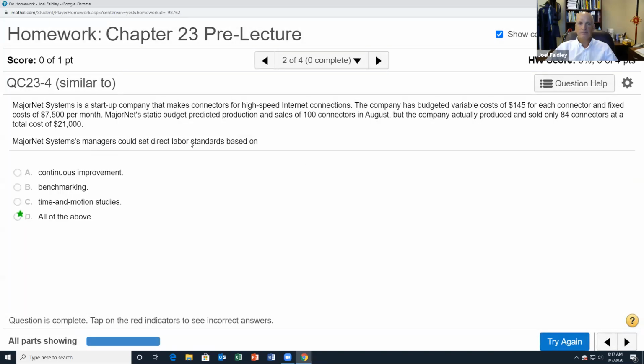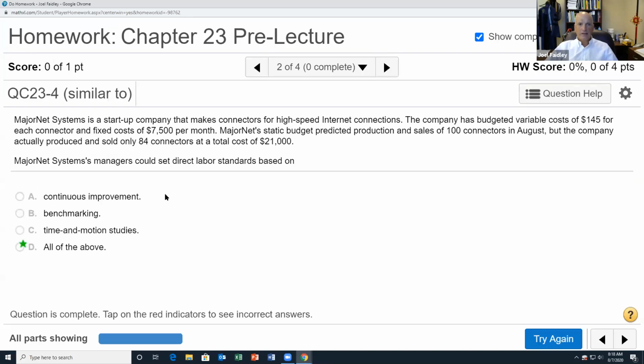All right, number 2. Major Net Systems startup company. All the information there you can read. If you're trying to set these standards, set direct labor standards, again, that's the actual or standard quantity, SQ. It's based on what? Continuous improvement, benchmarking, time and motion studies. You know, that's what an industrial engineer does.